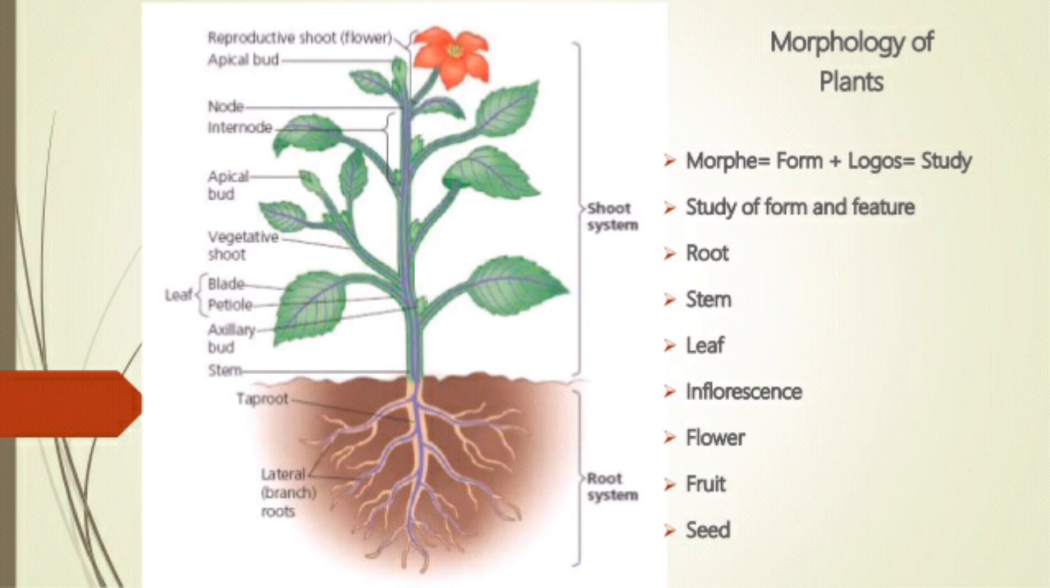There are 3 chapters in this unit. Chapter 5, that is morphology of flowering plants. Chapter 6, anatomy of flowering plants. And Chapter 7, that is structural organization in animals. Chapter 5, morphology of flowering plants, we will discuss today.